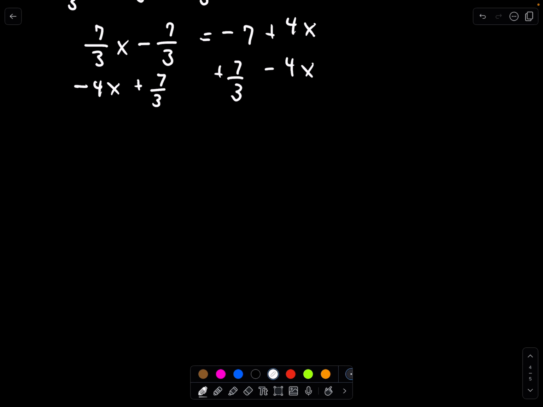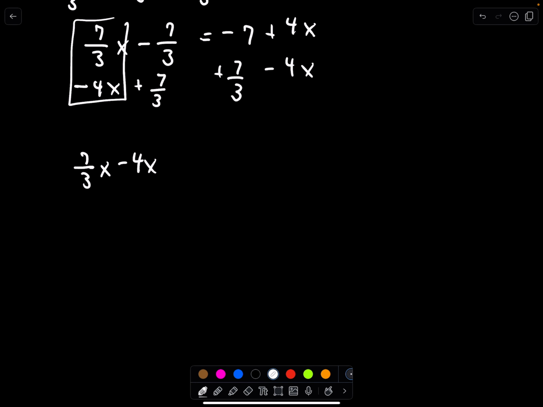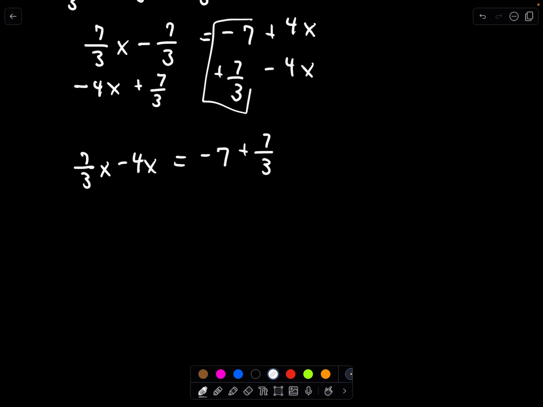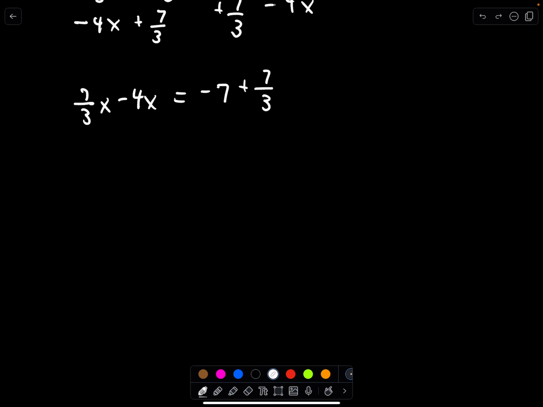Okay, so on the left side, I've got 7 over 3x minus 4x. That's combining those like terms. And then I've got negative 7/3 plus 7/3. Those are going to cancel. And then on the right side, I've got negative 7 plus 7 over 3, so I'm just combining these two terms. And the positive 4x and the negative 4x, those both just cancel. Oh my goodness. So once again, we have fractions.